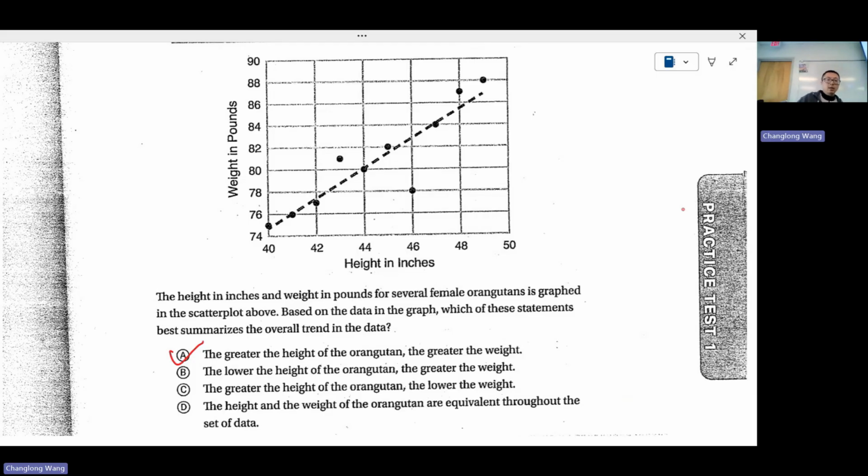So obviously, the greater the height, the greater the weight, right? It actually makes sense in daily life. So you have a lot of reasons to pick letter A. I'll say don't waste too much time reading every little piece of detailed information from the description of the graph. They are telling you how they did the experiment, all of that, right? You don't have that much time to get those all figured out, and you probably don't even need them.